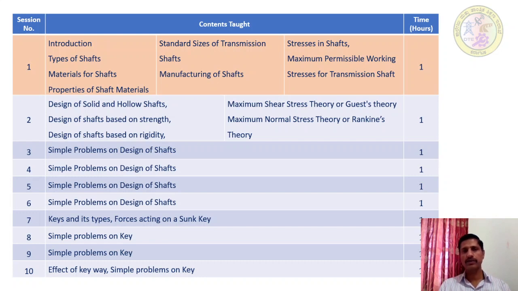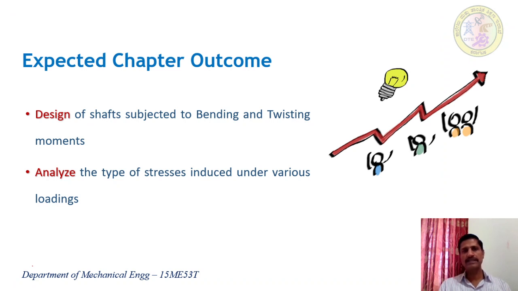In this session, we are going to concentrate on fundamental concepts of shafts like types of shaft, materials for shaft, properties of shaft material, standard sizes of transmission shaft, manufacturing of shafts, stresses in shafts, and maximum permissible working stresses for transmission shaft. So let's start with the expected chapter outcome. At the end of the chapter, students are able to design a shaft subjected to bending and twisting moments, and able to analyze the types of stresses induced under various loadings.